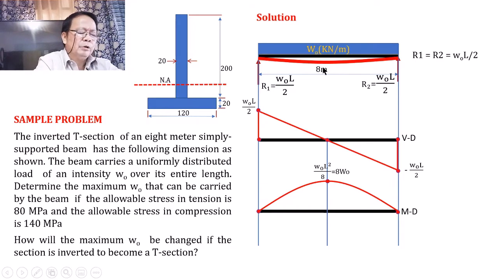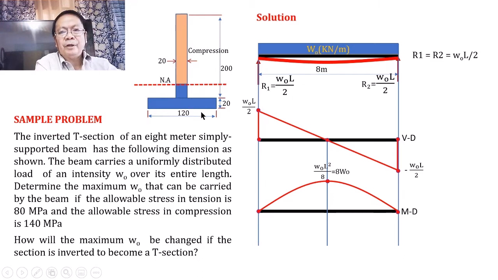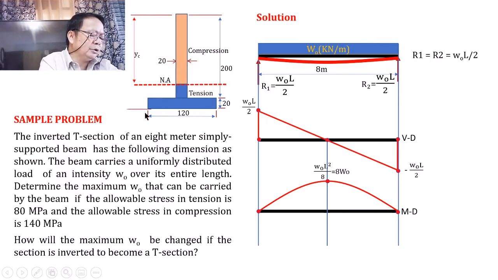This means that if it is concave in the upward direction, the upper portion of the section, which is this part, will be subjected to compression. And the lower part of the beam cross-section below the neutral axis will be subjected to tension. So if this will be compression, therefore the farthest distance from the neutral axis of the fiber in compression, from this point, will be equal to Y sub C. And the farthest distance from the neutral axis of the fiber in tension, from this side, would be Y sub T.